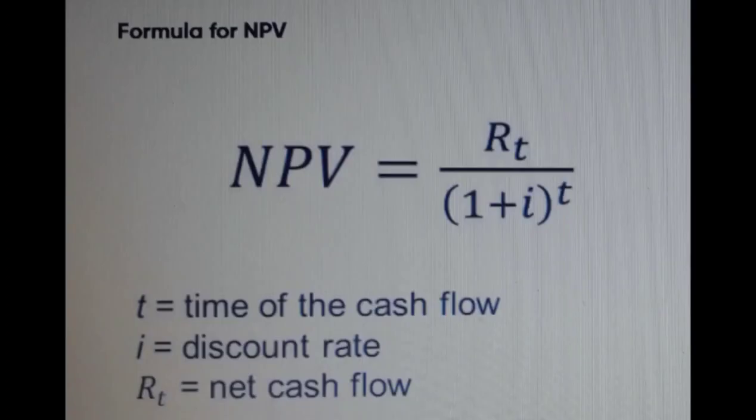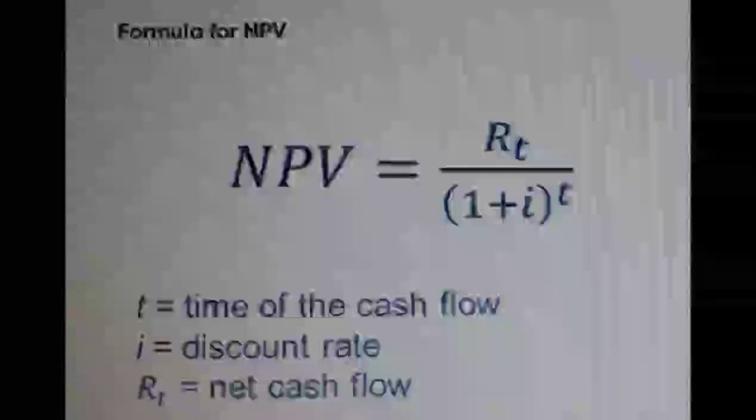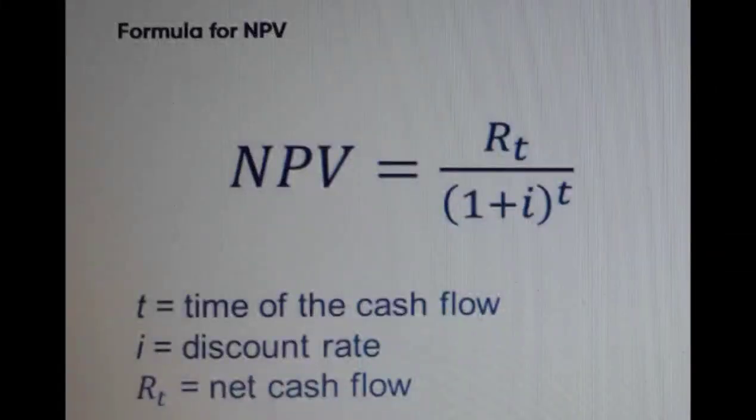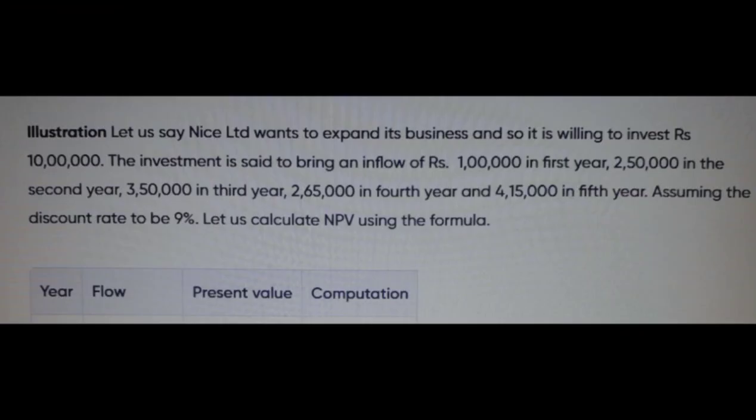As shown on the screen, here is the formula for NPV, or the net present value. NPV is equal to Rt, which is the net cash flow, over 1 plus i, which is the discount rate, raised to t, which is the time of the cash flow. Since we already know the formula for NPV, I'll give an example.